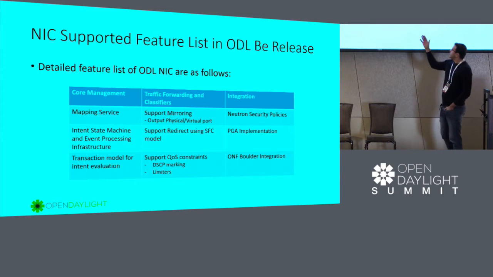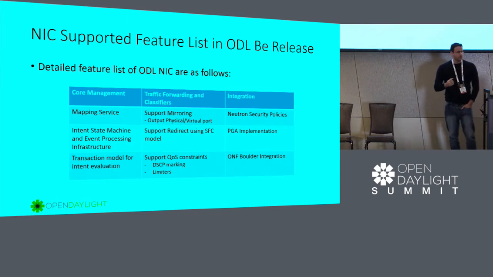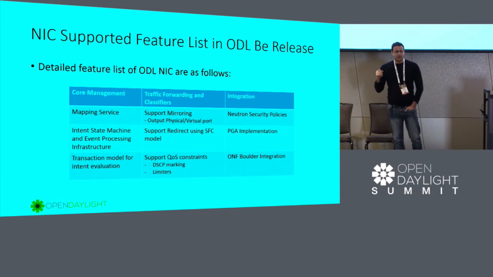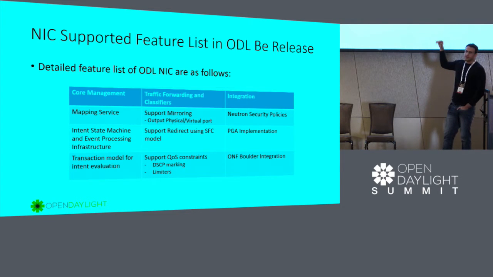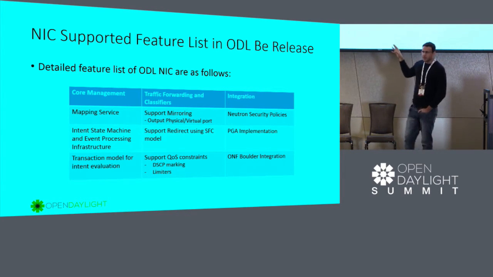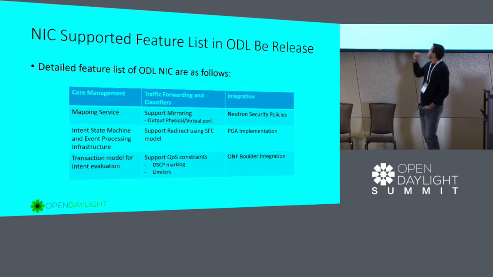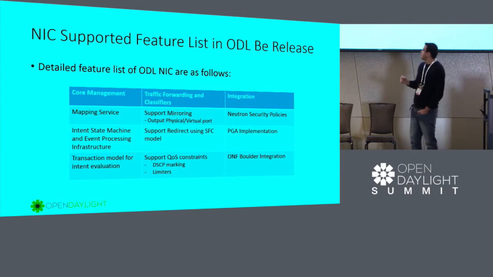Currently, the NIC project has several areas. In core management, we have the mapping section that John will talk about in more detail in the next slides. We have the intent state machine together with event processing, and I will talk in more detail about the intent state machine on the next slide. For traffic forwarding, we have support for output, physical and virtual ports. All those features were added in the Beryllium release. Now we are supporting redirect for SFC models, which is a great integration of the ODL NIC project with other OpenDaylight projects. Another one is support for QoS. Now we are able to do QoS just using the intent.